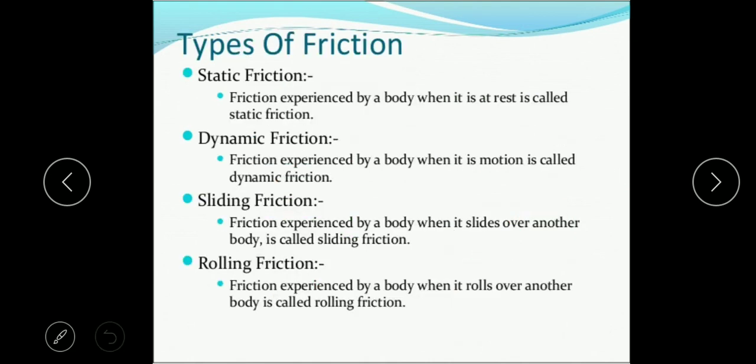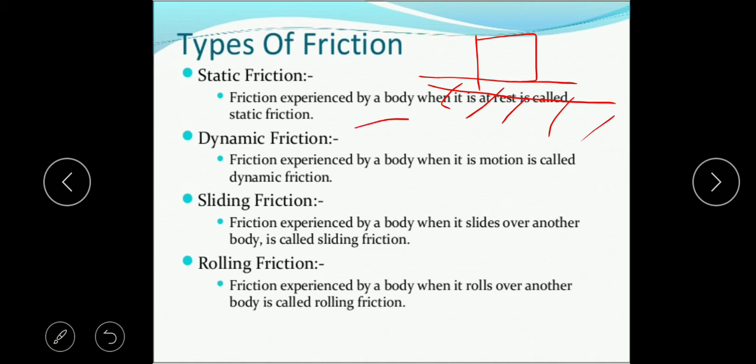Now come to the second window, types of friction. Again, two types of friction are possible. One is static friction and the second is dynamic friction. If the body is in a rest condition, not moving, only placed at one place, like a book placed on the surface, then it's an example of static friction. Some kind of friction is possible even if the body is not moving. Clear? So the friction experienced by a body when it is at rest is nothing but the static friction.